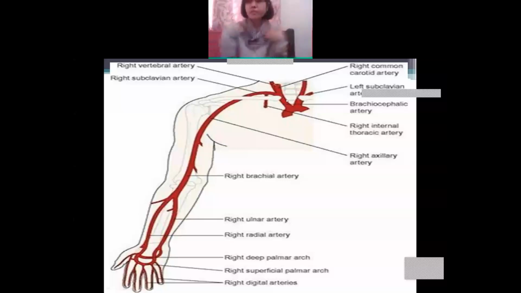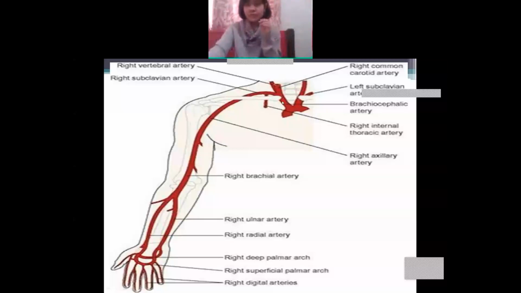And this brachiocephalic artery, where is it situated or located? It is located at the backside, behind the clavicle. You remember the clavicle, this portion is known as the clavicle. So where will it lie? At the backside of the clavicle, this brachiocephalic artery lies there.